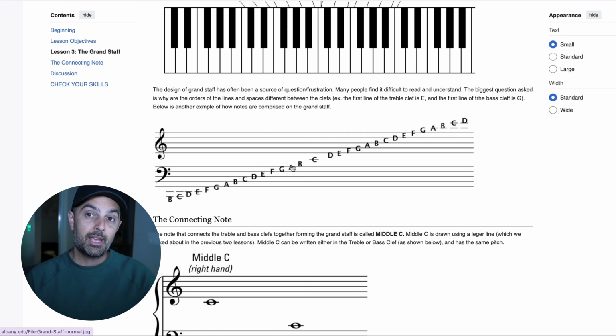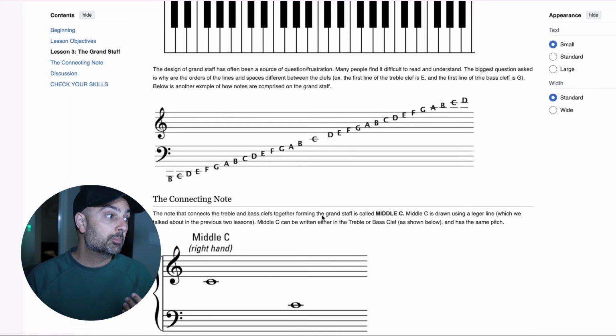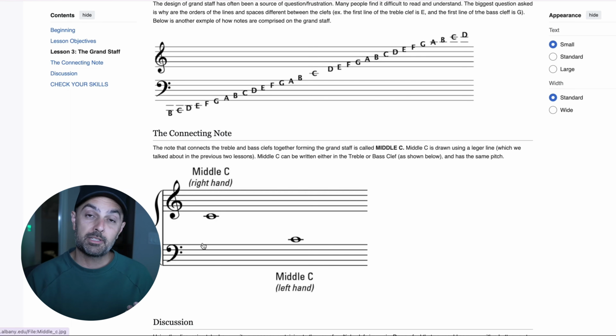The note after A is B. The note after B in the alphabet is C. But in our case, it's not just any C. It's what we call middle C. And middle C looks like this. Middle C is the note right in the middle, hence the name, of the treble clef and the bass clef.